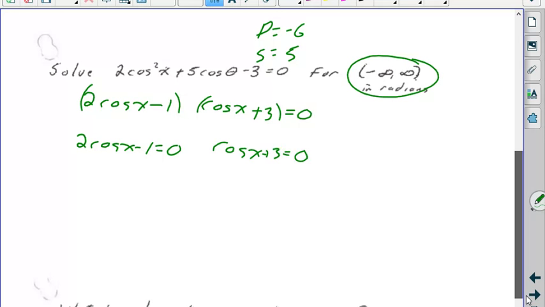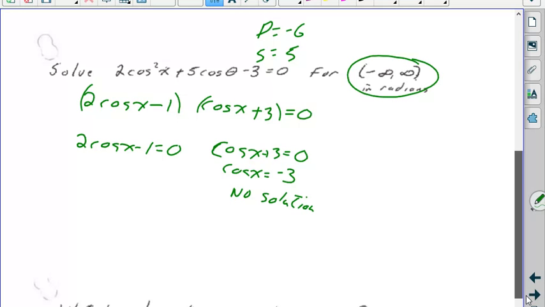I can do this one easy. Cos x is equal to -3. Again, cosine has a range from -1 to 1. No solution. Does tangent have that problem, or cotangent? Is there a solution for tangent x is equal to -3? Yes, because tangent has a range of all real values.